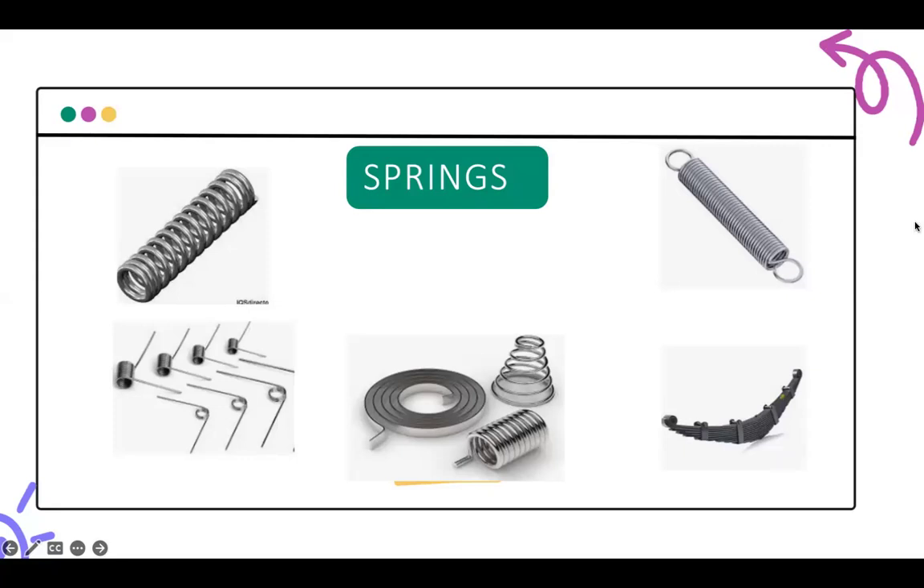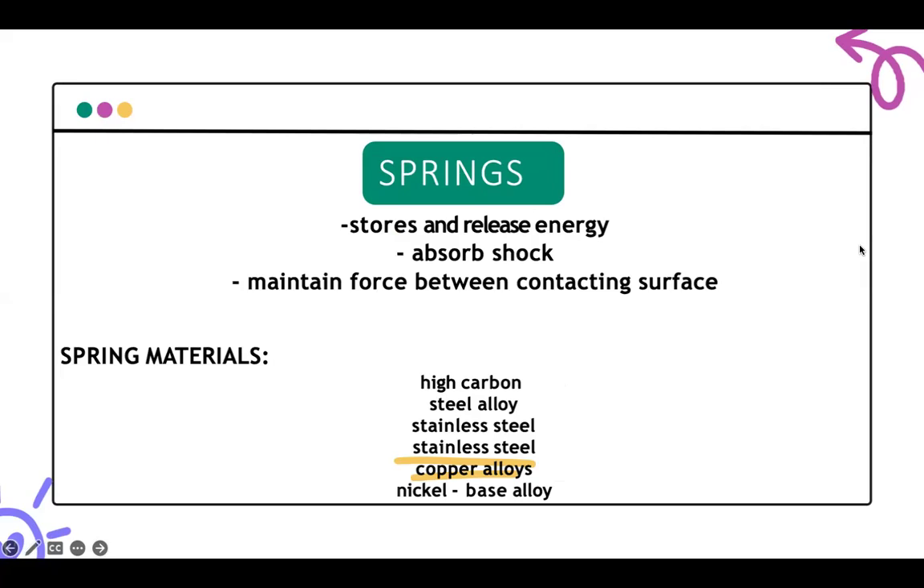So, when force is applied to a spring, of course, it deforms by either compressing, extending, or bending, depending on its type, and it returns to its original shape when the force is removed. Spring materials usually used are high carbon steel, stainless steel, copper alloys, nickel-based alloys, and steel alloys. These are some of the materials that are used in mechanical springs.